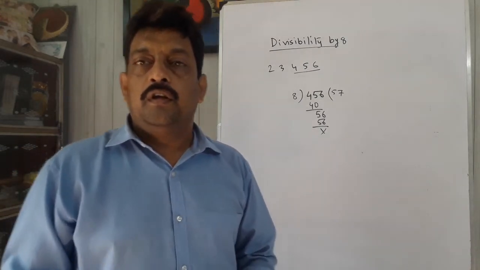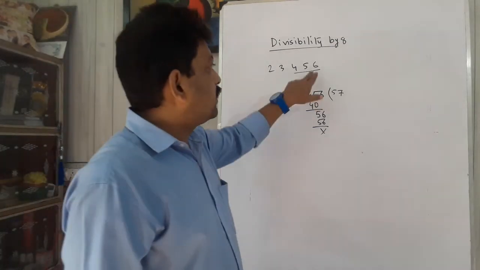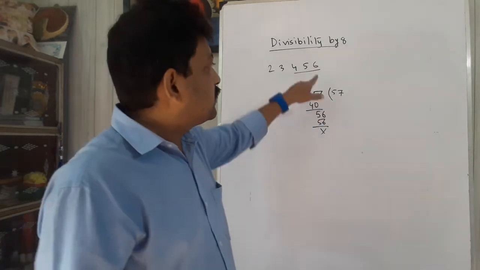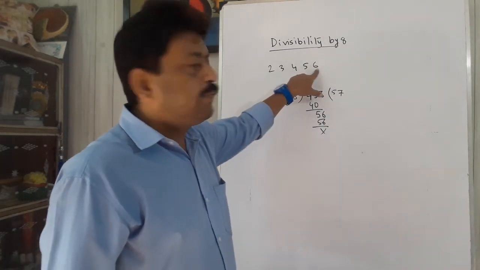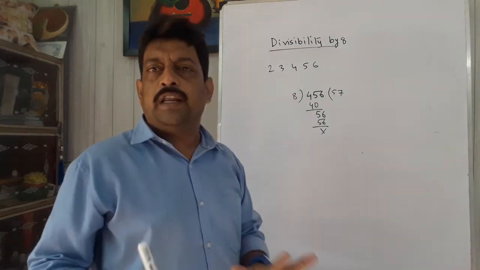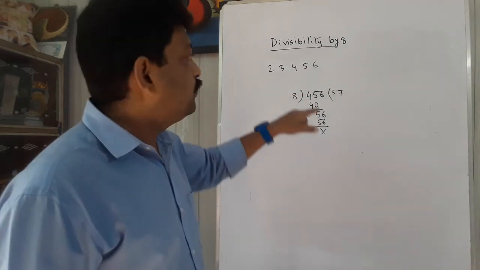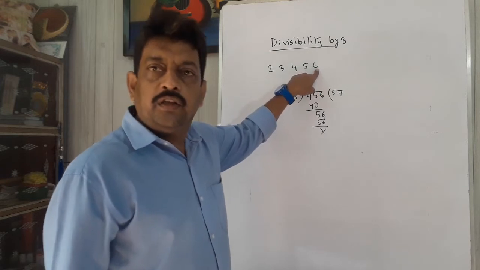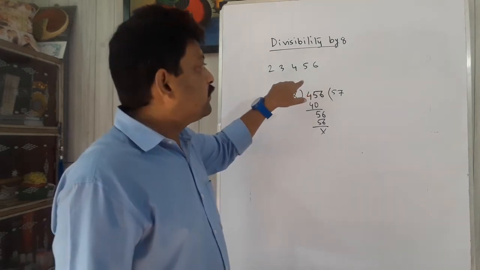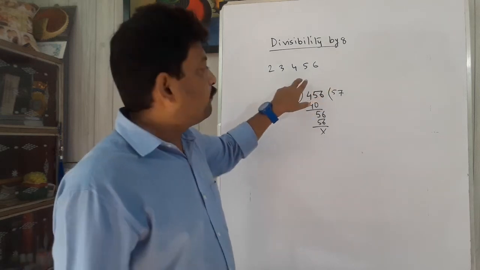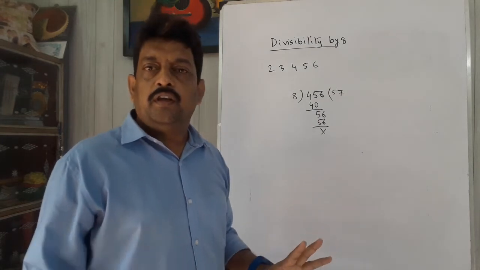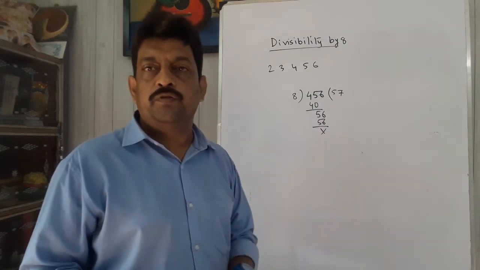In case of 4, we have to check the number formed by the last 2 digits. In case of 2, we have to check the number at the unit place, the last digit. So divisibility by 2, 4 and 8 are almost same. In case of 2, we check the unit digit. If it is divisible by 2, then the given number is divisible by 2. In case of 4, we check the number formed by the last 2 digits, whether it is divisible by 4 or not. If it is divisible by 4, then the given number is also divisible by 4.